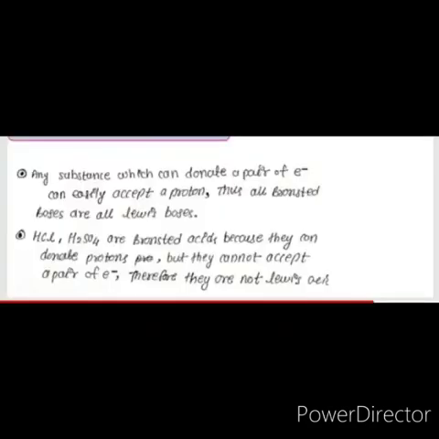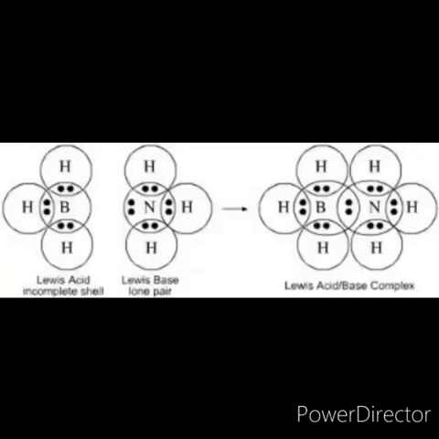The third theory of acids and bases is a more generalized theory, the Lewis theory, put forward by Gilbert Lewis in 1923. According to this theory, an acid is any species that accepts a shared electron pair and is called a Lewis acid, and a base is any species that donates a shared electron pair and is called a Lewis base. For example, BH3 and NH3 molecules.